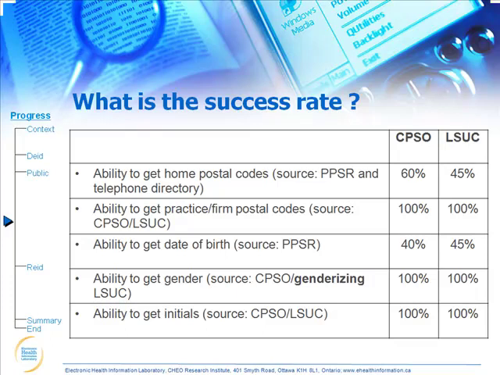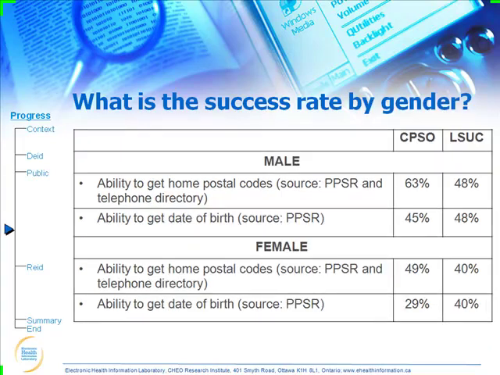Gender was easy. Even if the gender is not provided, there's some very powerful genderizing software that you can get that's used by marketing companies. If you provide them with a name, they'll make a pretty accurate prediction of what the gender is. And of course, initials. So the hit rate is quite high by taking these membership lists and matching against the PPSR in order to get these basic demographics that can be used for re-identification. By gender, it's more likely to be able to get these basic demographics for males than females.